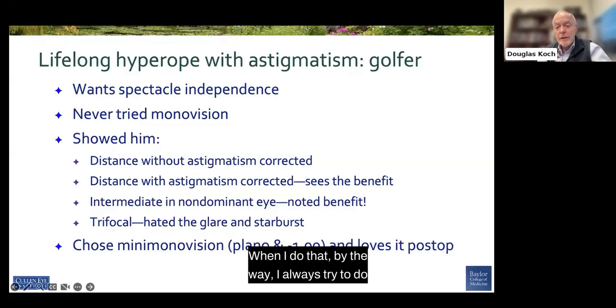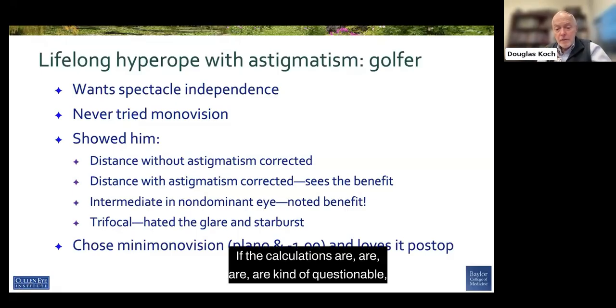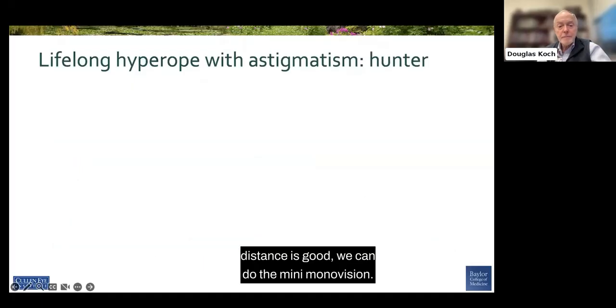When I do that, by the way, I always try to do the non-dominant eye first, if the calculations are kind of questionable. But if I'm comfortable with the calculations, I'll do the dominant eye and hit plano, hopefully. And that way we have the comfort. If the distance is good, we can do the mini monovision.